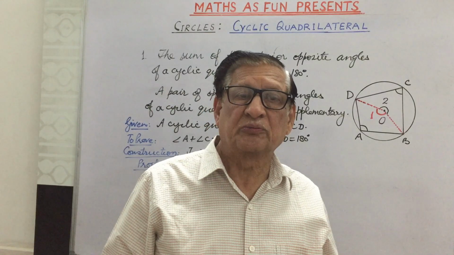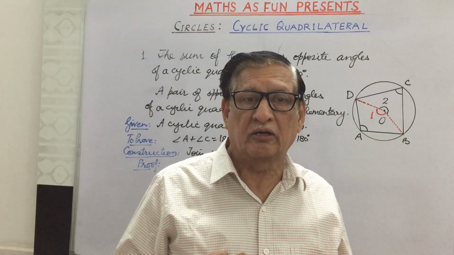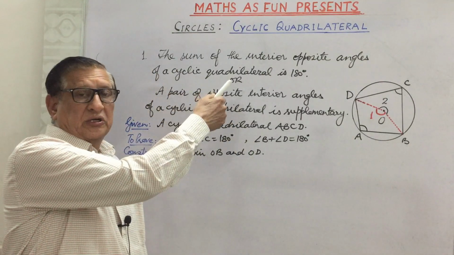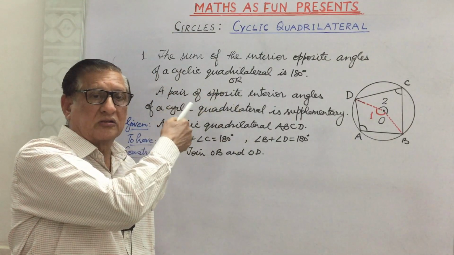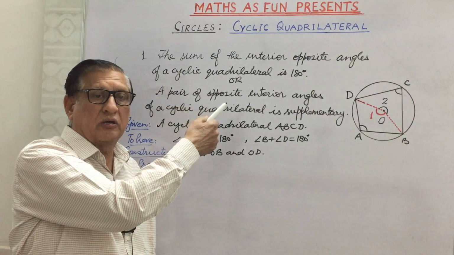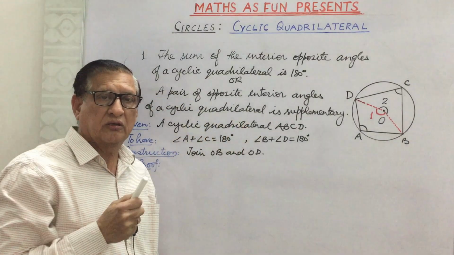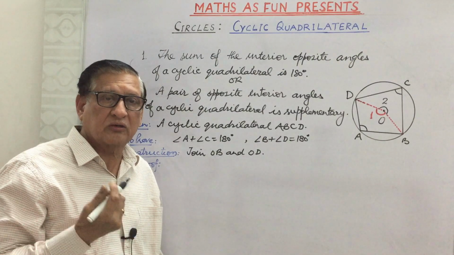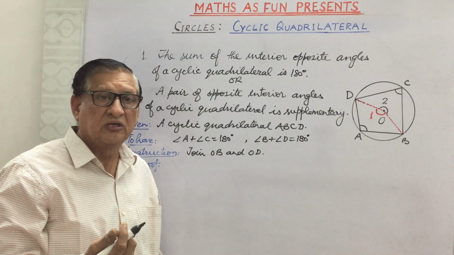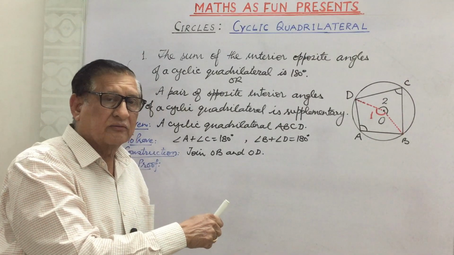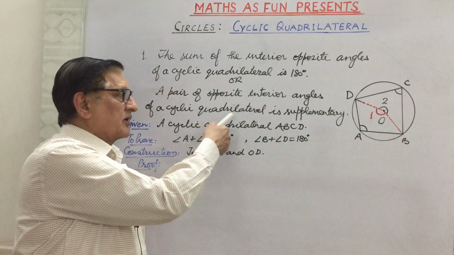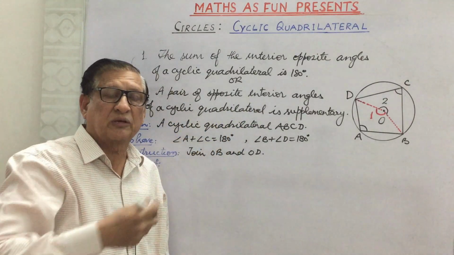Now we discuss the properties of a cyclic quadrilateral, and the first property is that the sum of the interior opposite angles of a cyclic quadrilateral is 180 degrees. We know that 2 angles whose sum is 180 degrees are known as supplementary angles. So we can also say that a pair of opposite interior angles of a cyclic quadrilateral is supplementary.